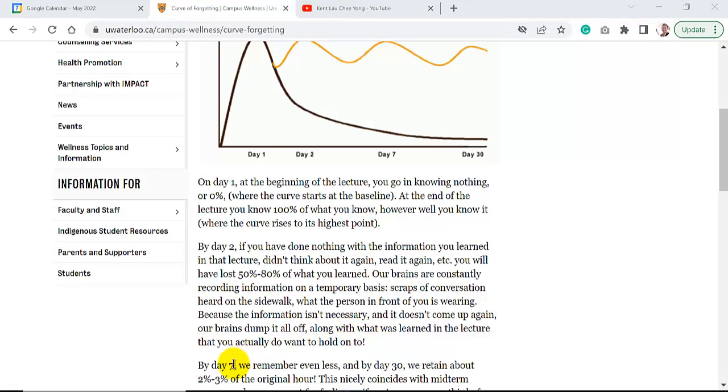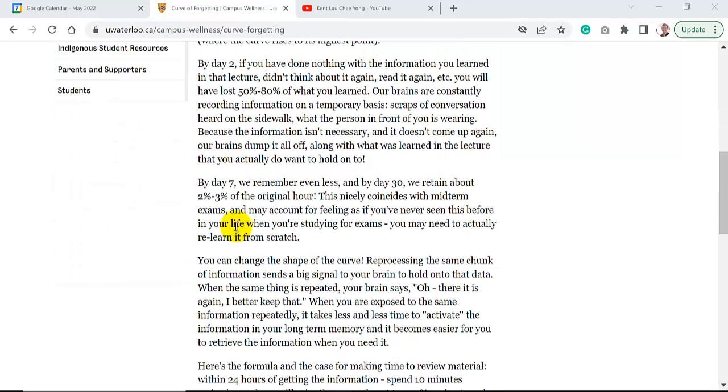Now watch this. By day 7, we remember even less, and by day 30, we retain about 2 to 3% of the original training. So what does that mean? It means that it's as if you've never seen this before in your life when you are studying for the exam. You may need to actually relearn it from scratch.